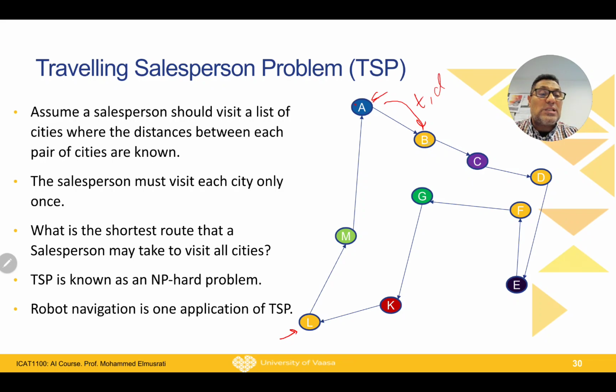So it is not allowed, for example, to go from C to B before you go to J. For every city, you can pass it only once. And the idea is how to find the minimum cost. And the cost here we mean either the minimum time to cover all cities, or for example the minimum distance. So you start from A, reach up to L, and then go back to A again.